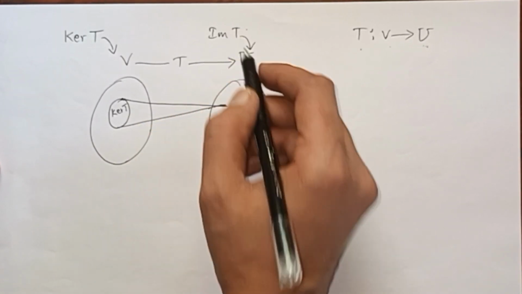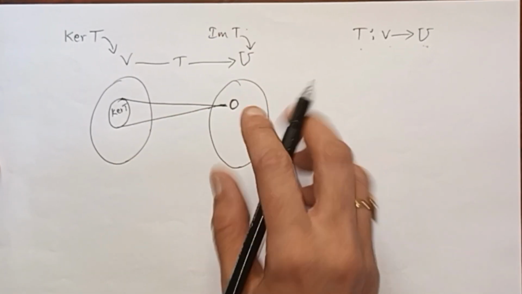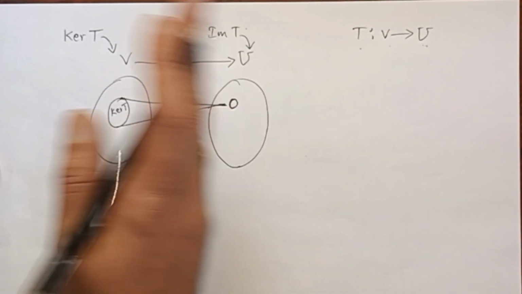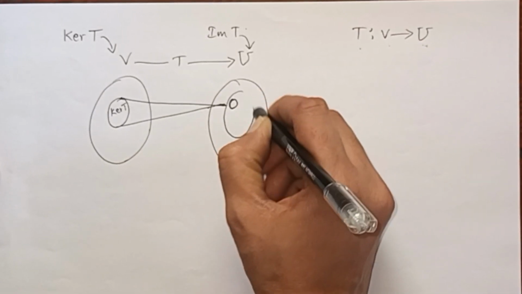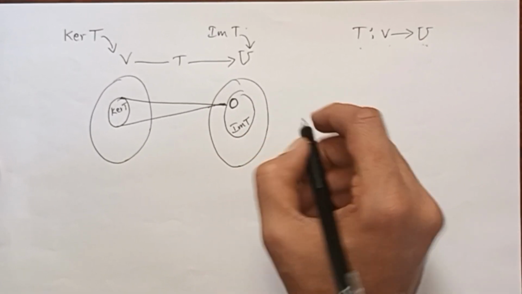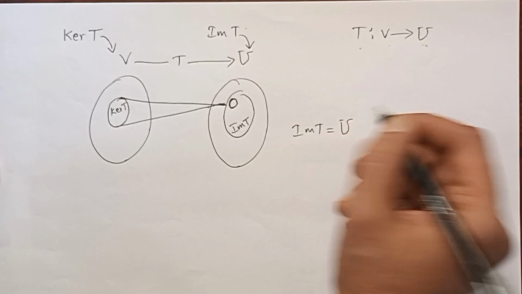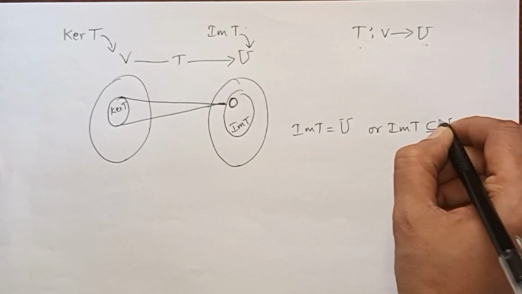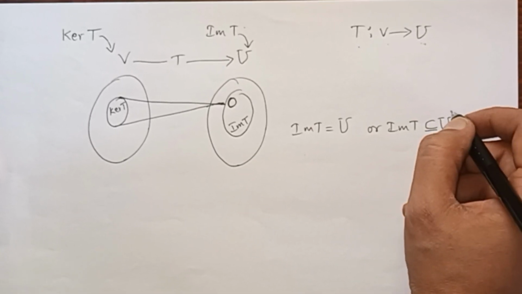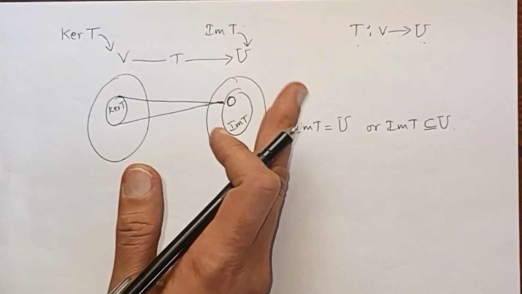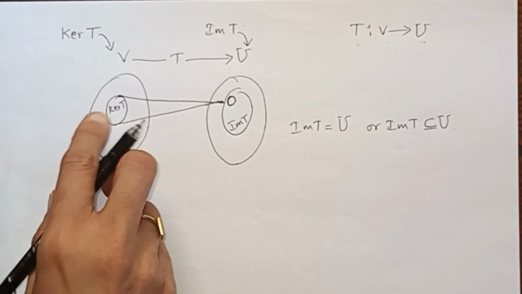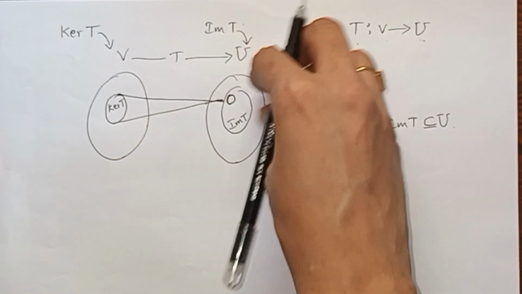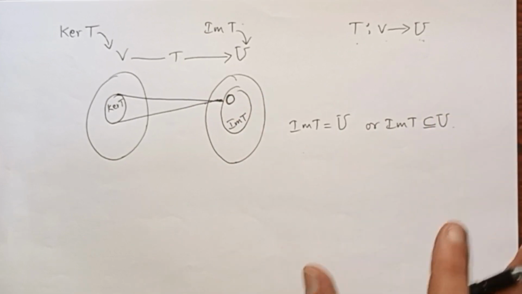Similarly, the image of T means some vectors in the vector space U which have a pre-image, including 0 also. The image of T can be equal to the entire space U, or the image of T can be a subset of U. You have to take all those elements which have a pre-image. Here every element gets mapped to some element, correct? So the mapped versions, you have to take all of them and form the image set.